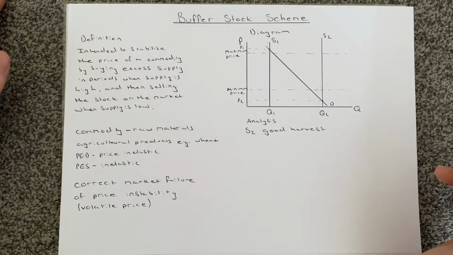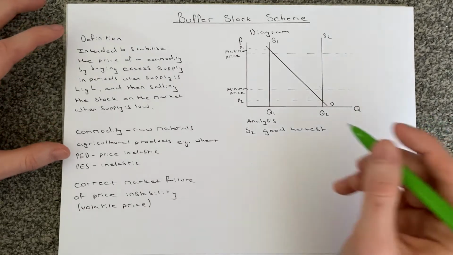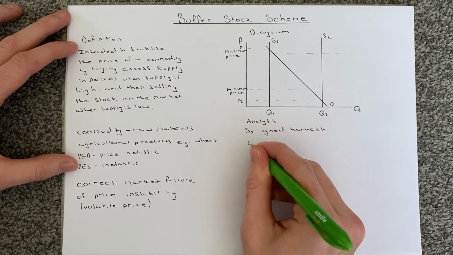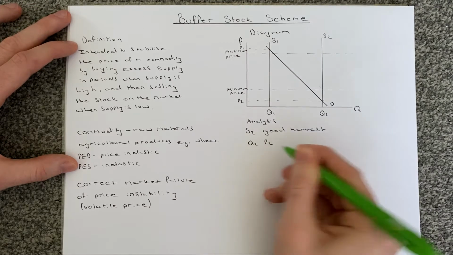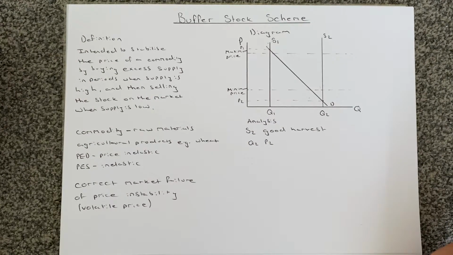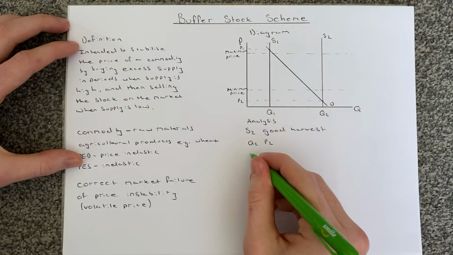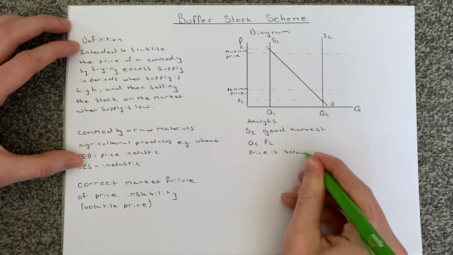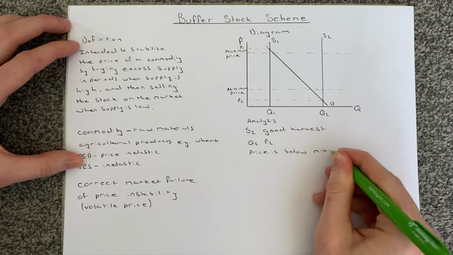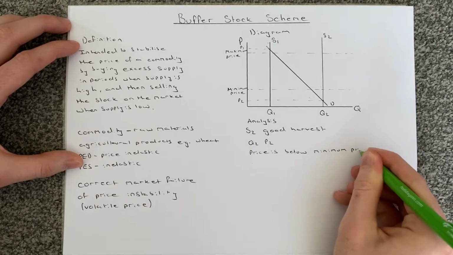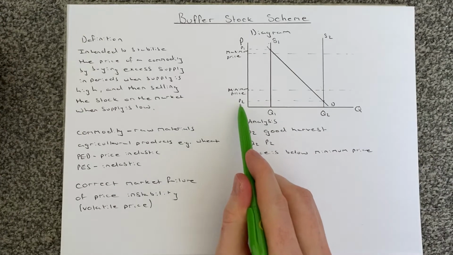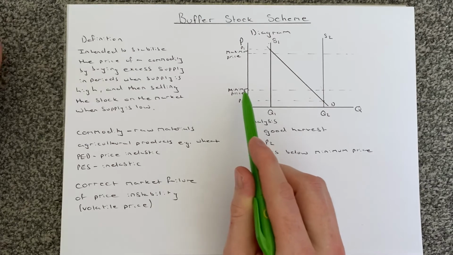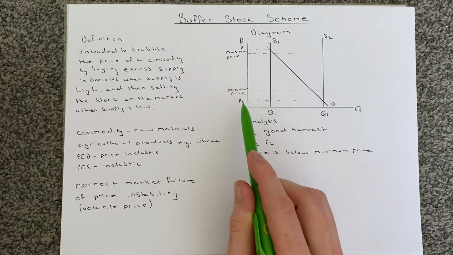So what do we see? Well, we see an equilibrium of Q2P2. But what does that mean, that equilibrium of Q2P2? Well, the price is below the minimum price. We can quite clearly see that the price P2 is below the minimum price. So this is where the buffer stock scheme kicks into action.